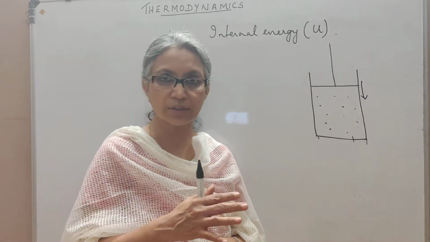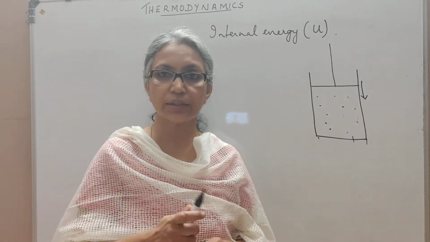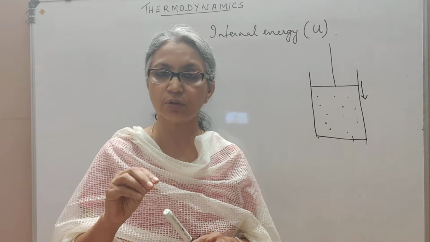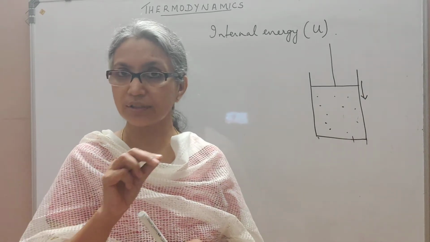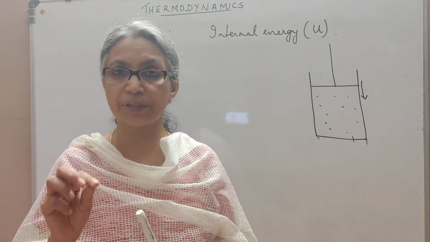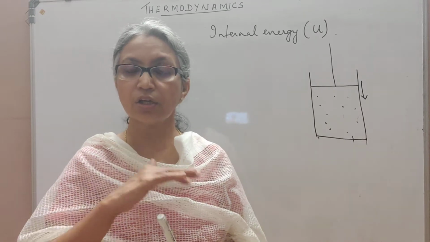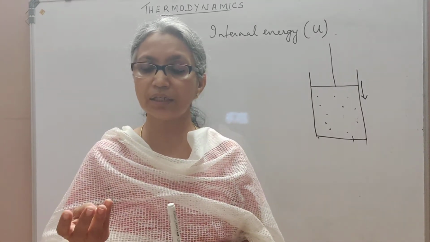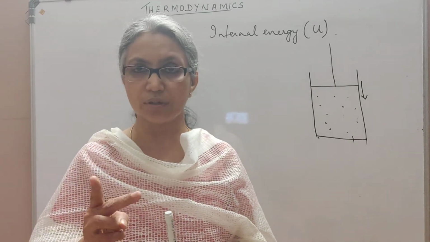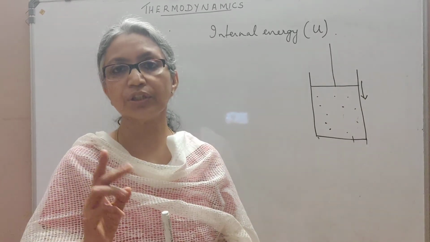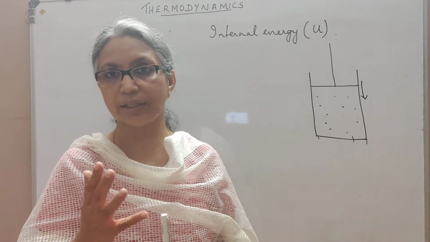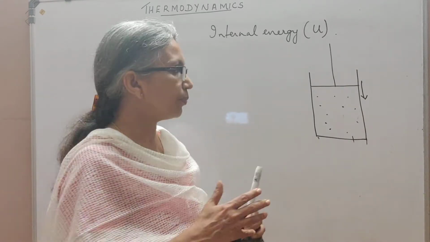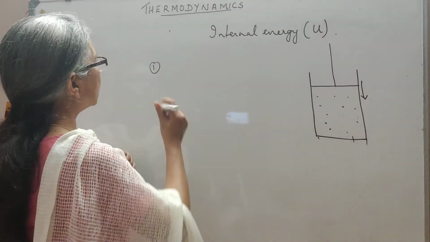Now you might have noticed from this discussion that pressure, volume, temperature and internal energy are all state variables, which depend only on the state of the system, not the path taken to reach that state. Whereas heat and work are two modes of changing the internal energy, or changing the state of that system.